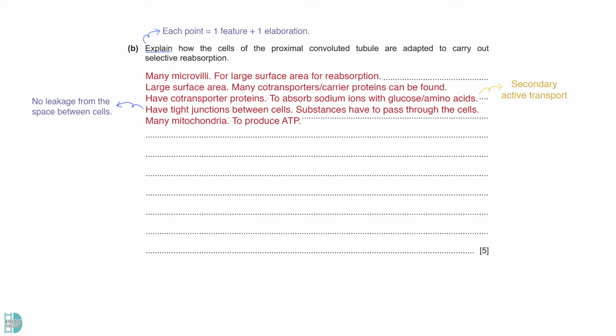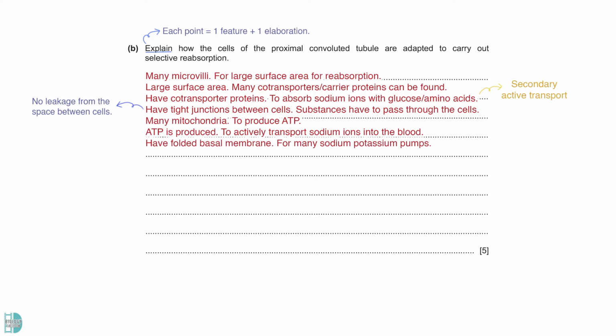Many mitochondria are found in the cell. They produce ATP. ATP is used to transport sodium ions into the blood actively. Lastly, the folded basal membrane embeds many sodium-potassium pumps, increasing the sodium transportation rate.